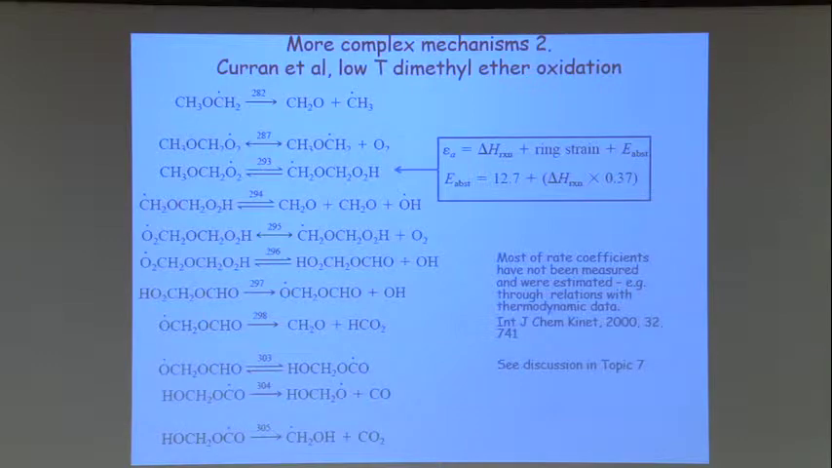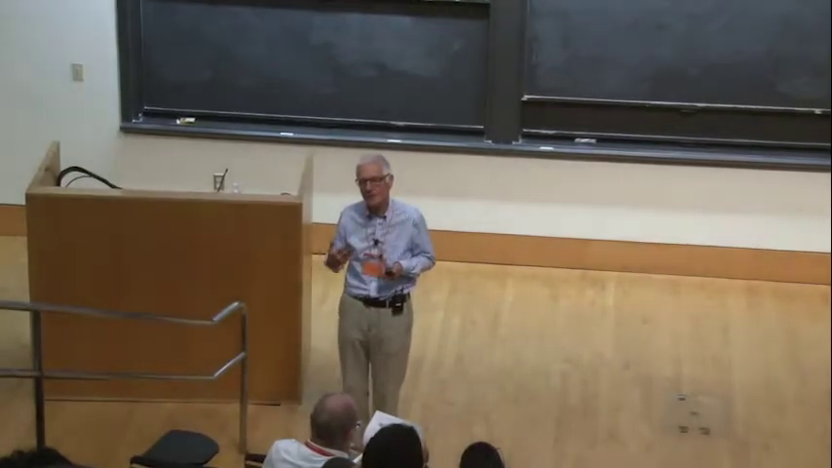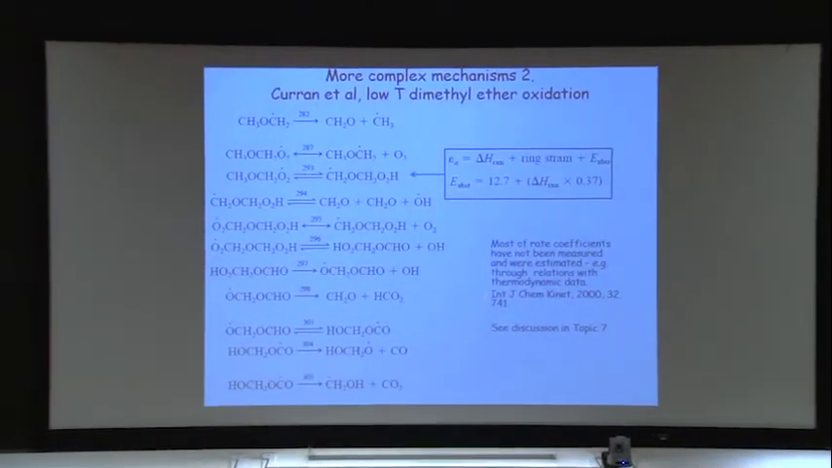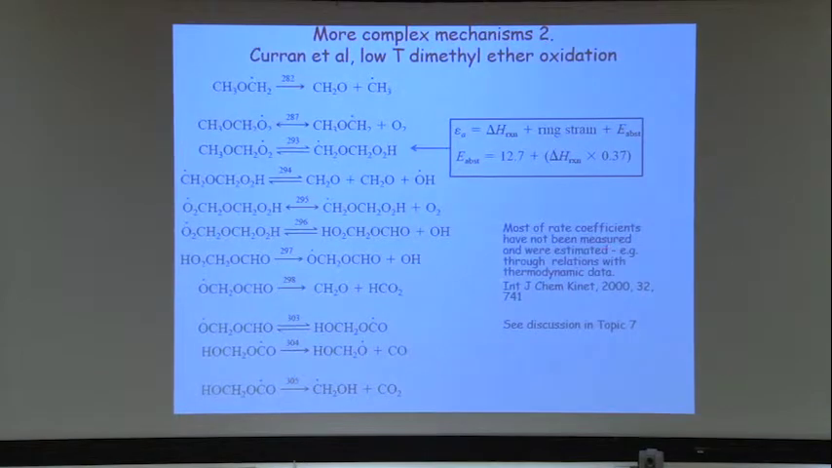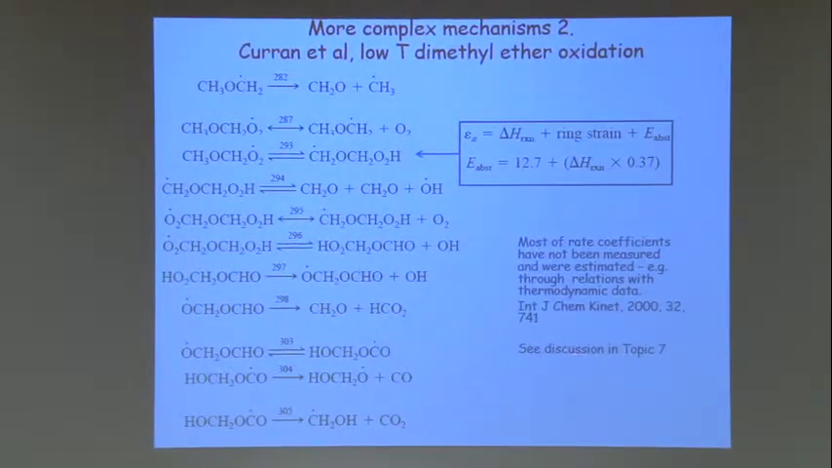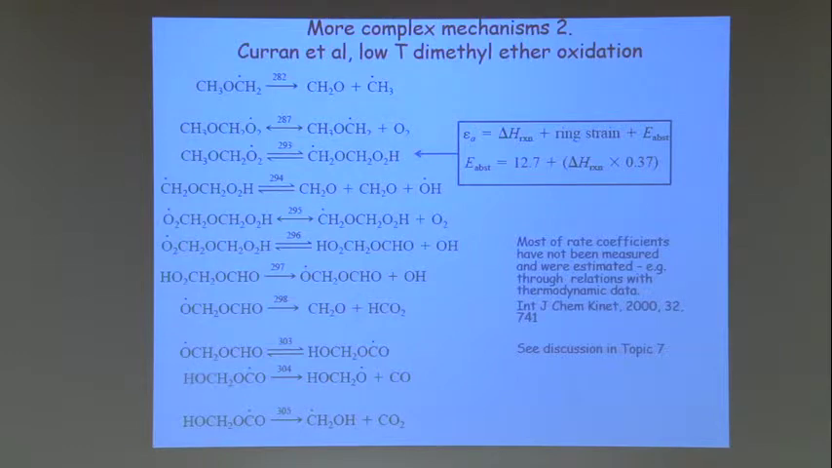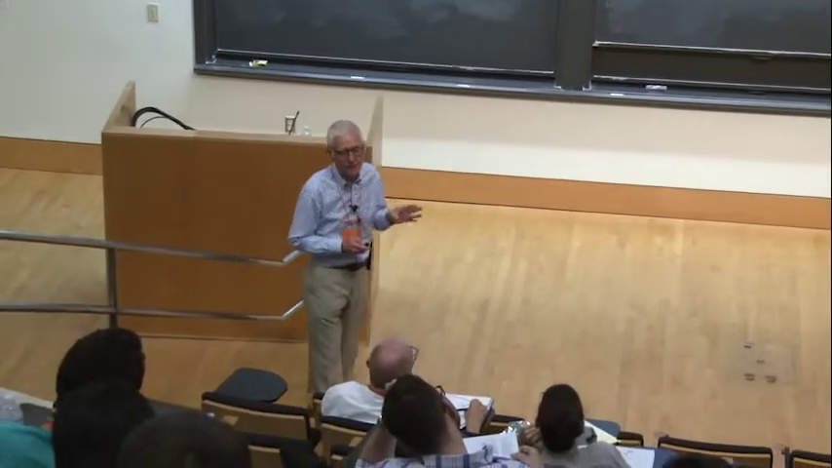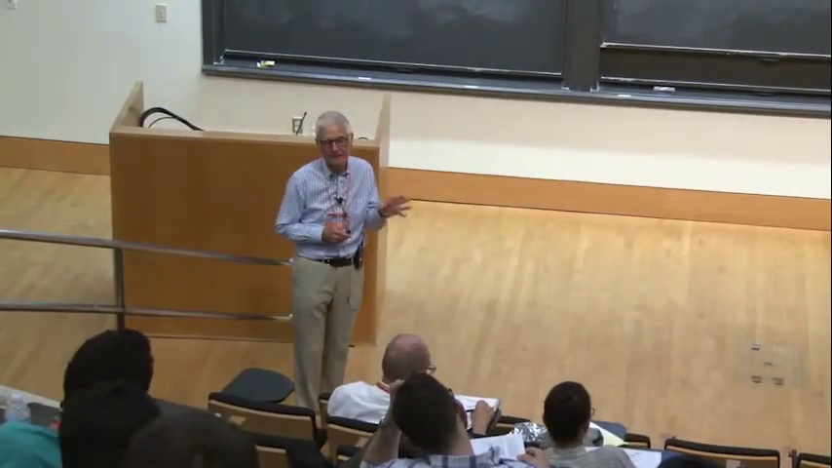And one of the problems with constructing this mechanism in 2000 was that very, very few data were available. And so what they did was to make estimates of the rate parameters by correlating rate constants with thermodynamics. But we'll see a fuller discussion of this in topic 7. So that's one of the problems associated with a mechanism where you don't have very much rate data available. You've got to start making estimates. Nowadays, many more of these will be calculated if they hadn't been measured.